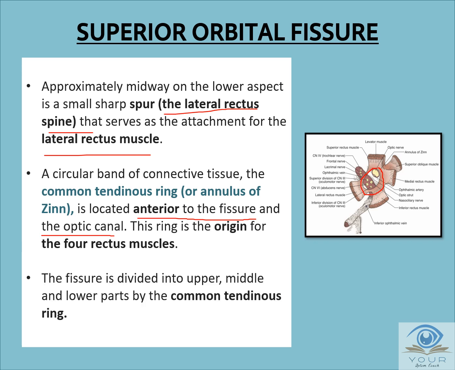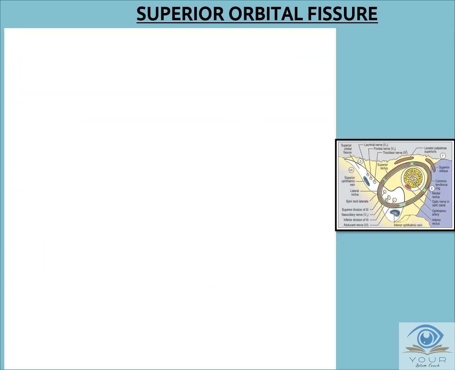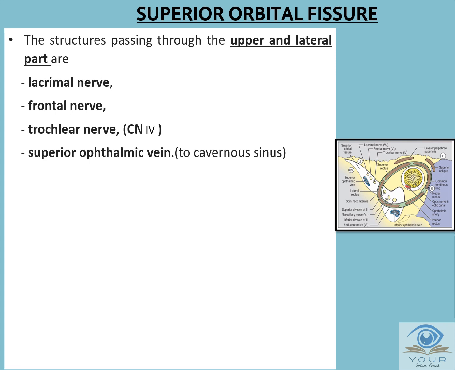The fissure is divided into an upper, middle and lower part by the common tendinous ring. The structures passing through the upper and lateral part are the lacrimal nerve, the frontal nerve, the trochlear nerve and the superior ophthalmic vein, which eventually drains into the cavernous sinus.